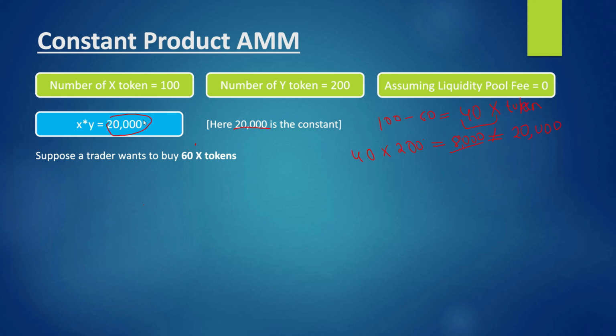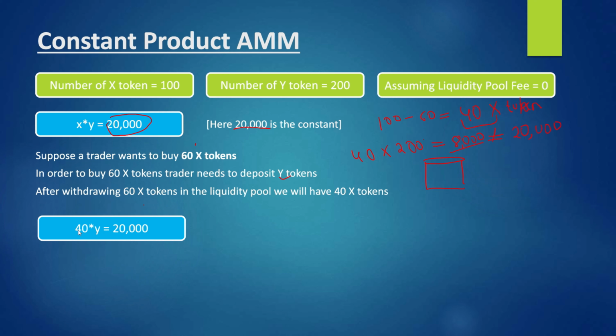So in order to make sure that this number does not get disturbed, the trader will deposit some amount of Y tokens so that we can make sure that X into Y is always 20,000. So now if we calculate how much Y token this trader needs to deposit into the liquidity pool, so this is our liquidity pool, how much Y token does the trader need to deposit in it after withdrawing 60 X tokens? How can we calculate it?